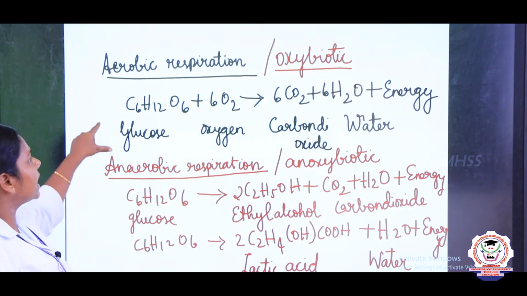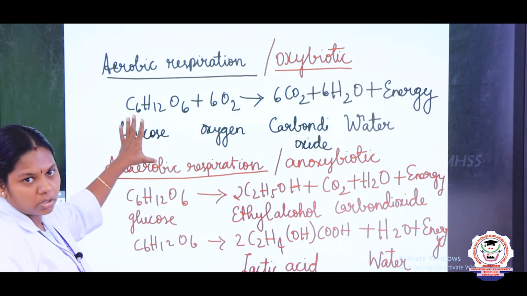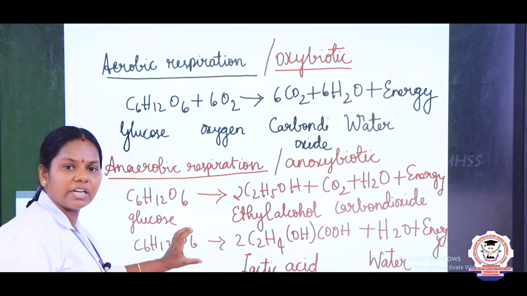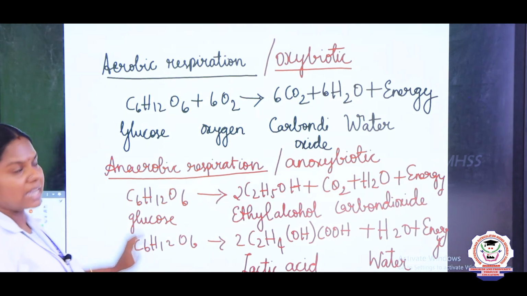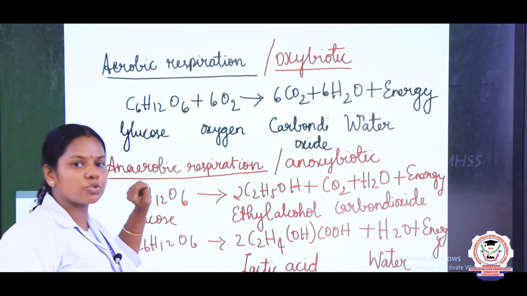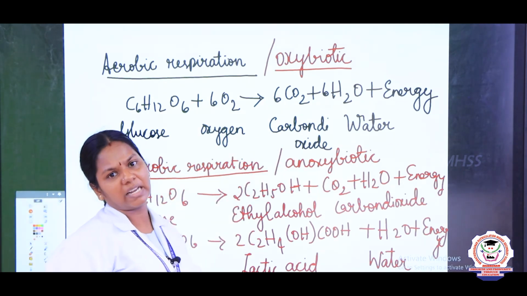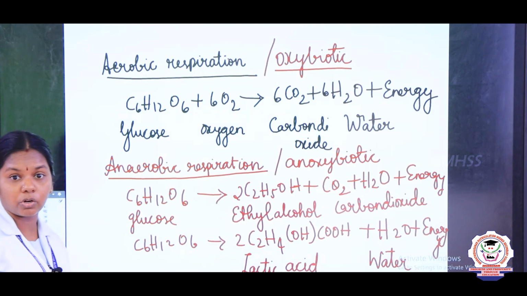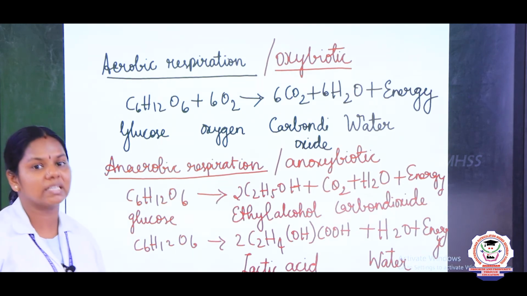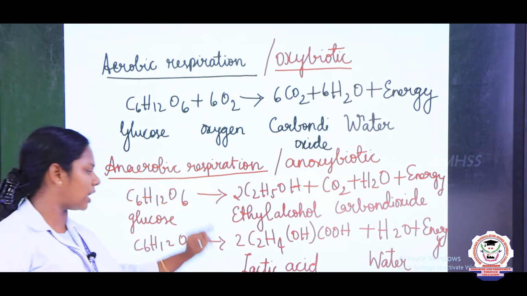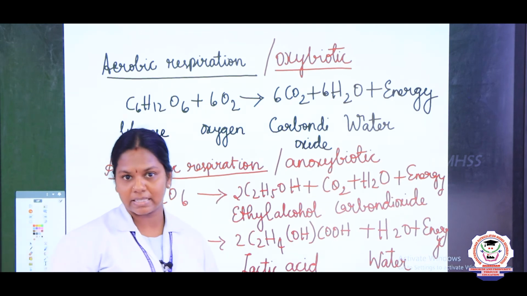And here the energy is released more. Here the energy is produced less. As a result of aerobic respiration, what is produced? Carbon dioxide, water plus energy. But as a result of anaerobic respiration, two main things are produced. One is ethyl alcohol and another one is lactic acid, right.